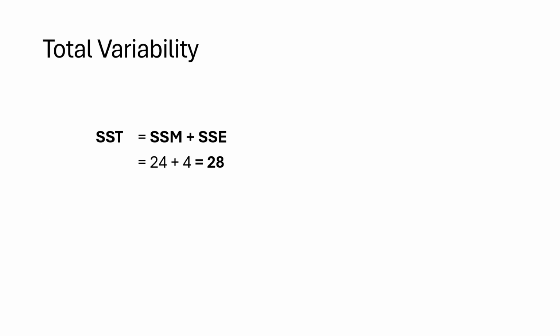Now the total variability is simply the addition of the between group variability, that is the model sum of squares, and the within group variability, or error sum of squares. So it comes down to be 24 plus 4 equals 28.